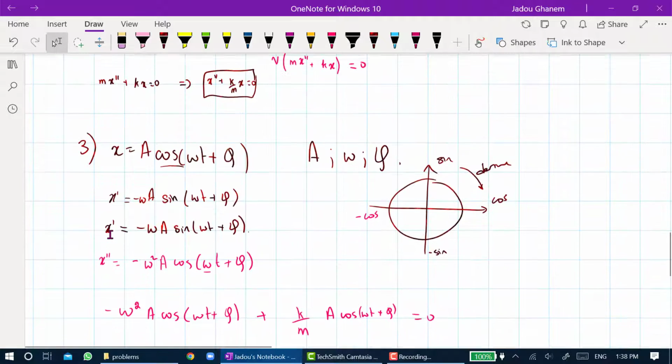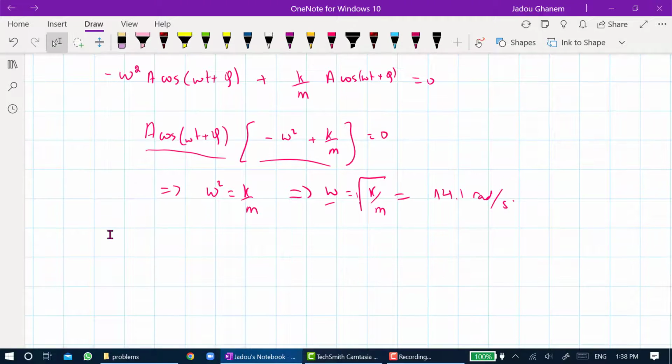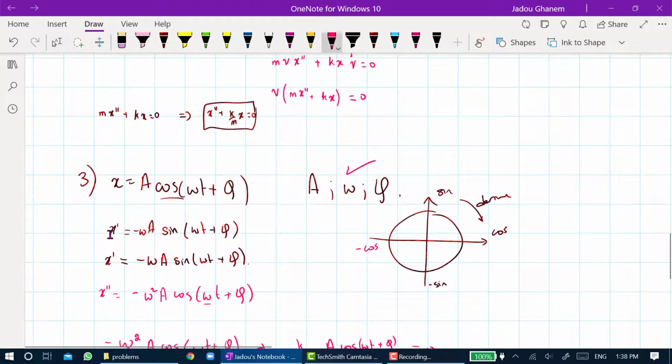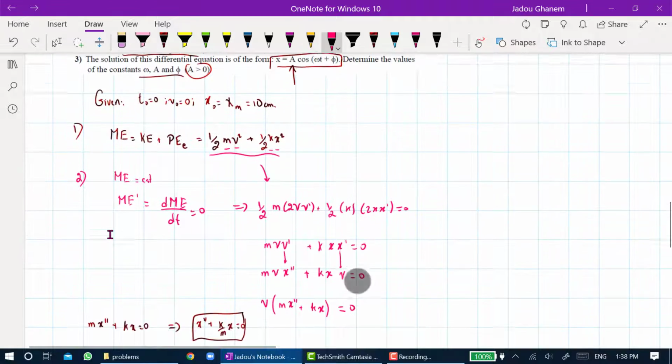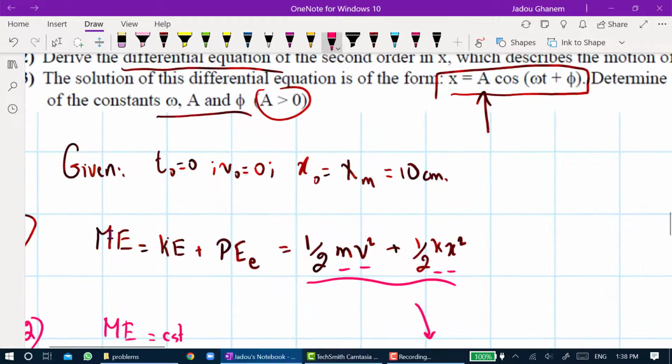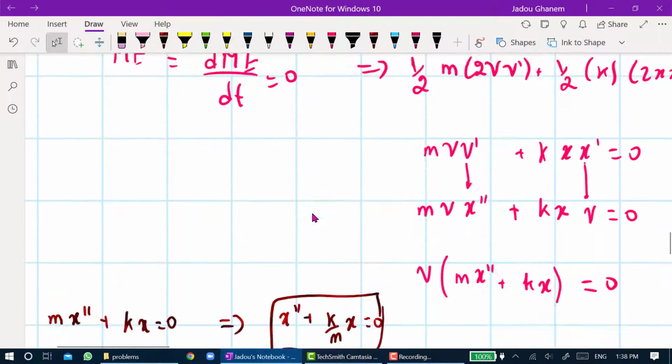Let's now move to the second unknown. In the first part we got omega. We now go for A and for phi. We must use the initial conditions. So we go for the first line here. We'll take a screenshot of this line. It's important, and we'll be using this line downwards in the solution. So let's go here.